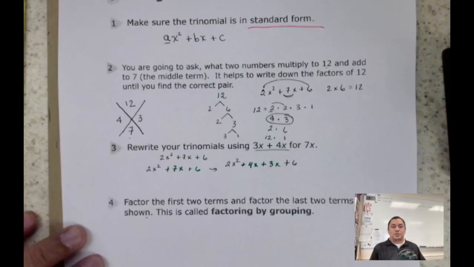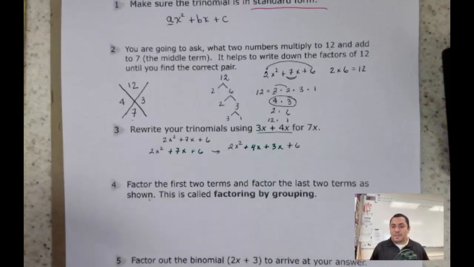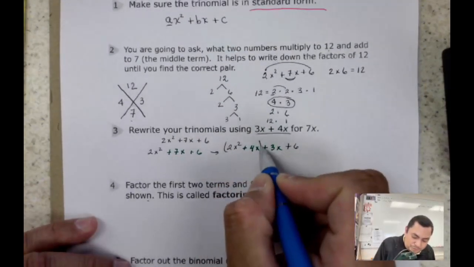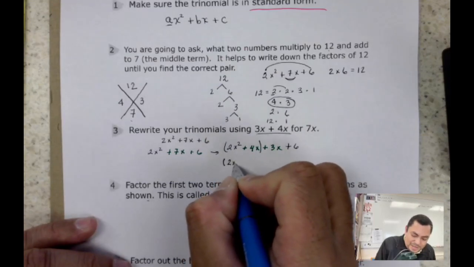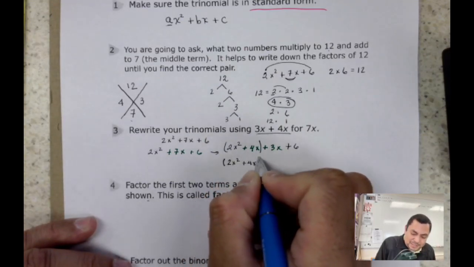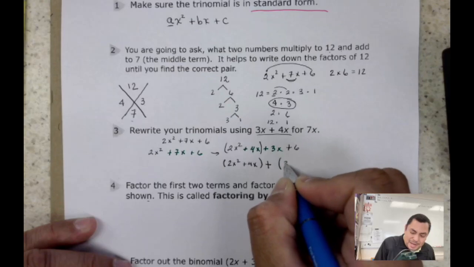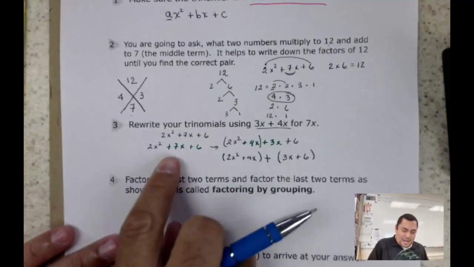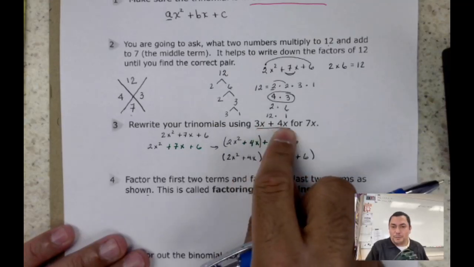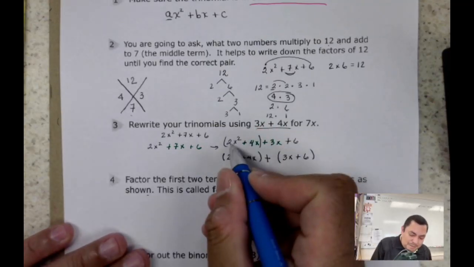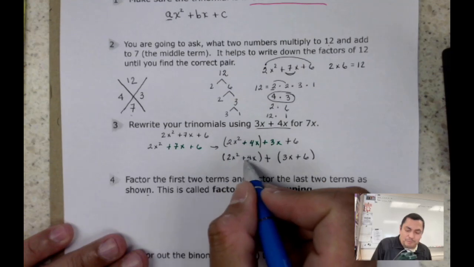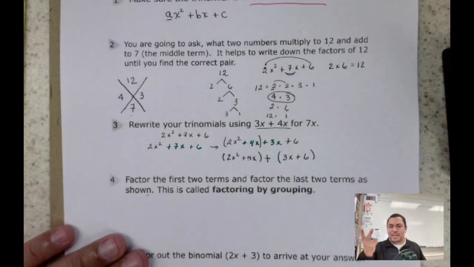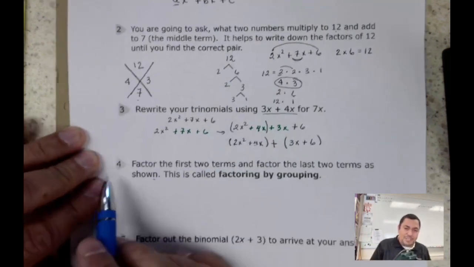Now I'm going to use the grouping technique. I'm going to group these two first: 2x squared plus 4x, then I have 3x plus 6. As you can see, I switched these 3x and 4x. Why? Because I have 2x squared first, and 2 and 4 have a greatest common factor. So I was able to switch them. It's not necessarily required; you're still going to get the same result. Now, what is step number 4?